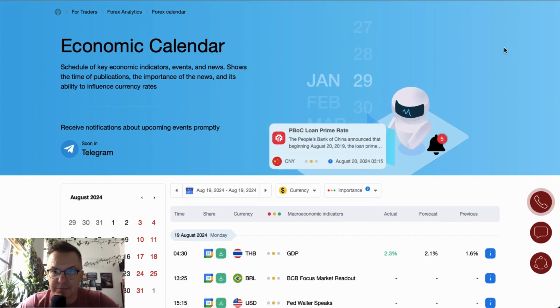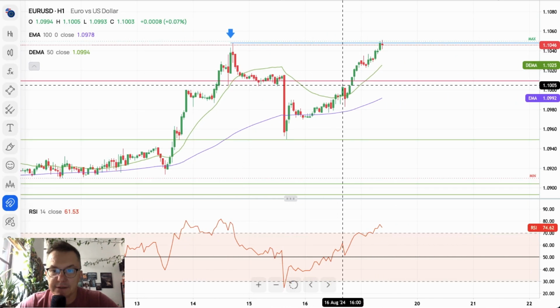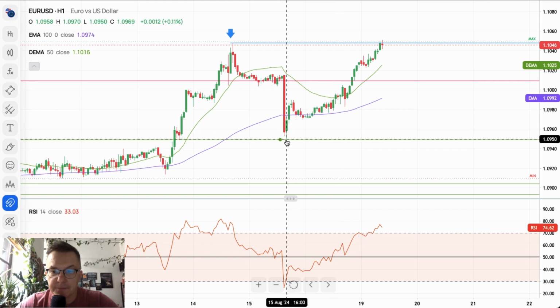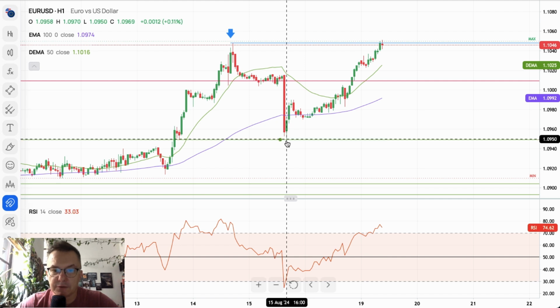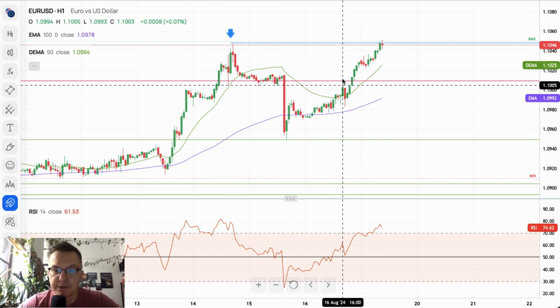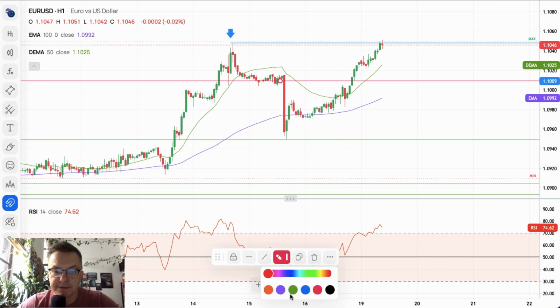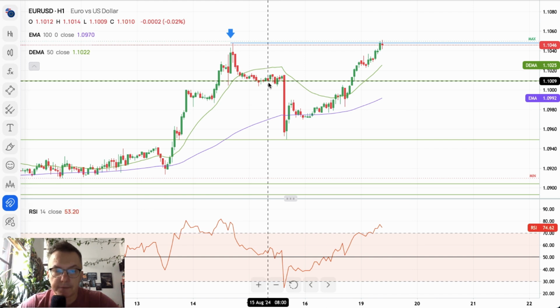Let's start with the majors, and the euro-dollar goes first. The euro-dollar 1 hour chart is looking very bullish after the test at 1.0950. The level of 1.0950 has been tested, and then we got the bounce higher above the technical resistance at 1.1009. So now this level will act as the technical support.